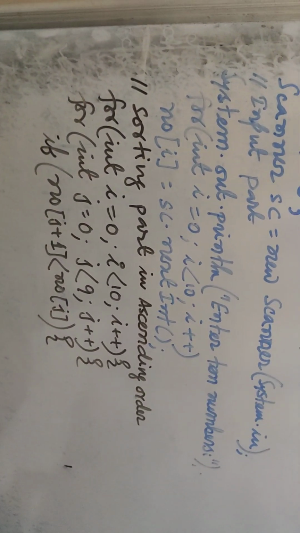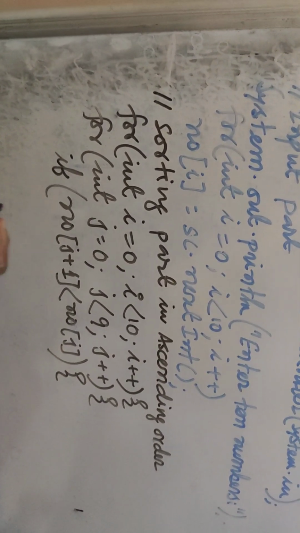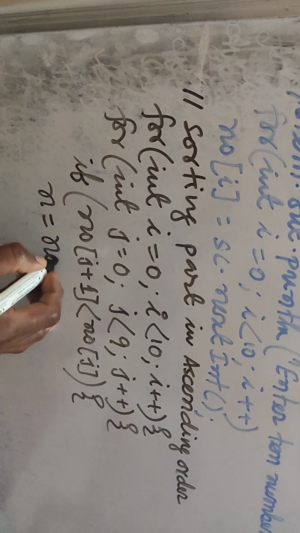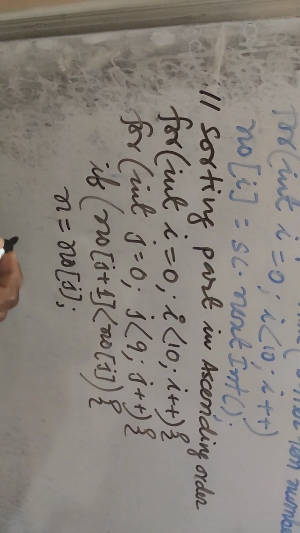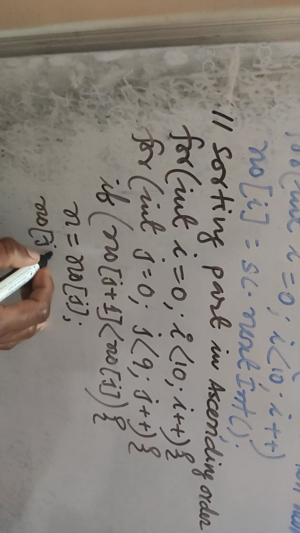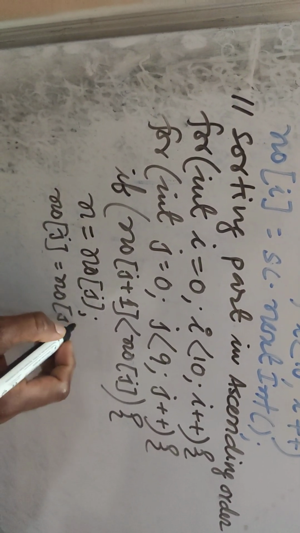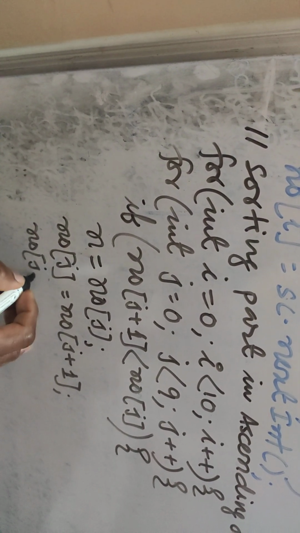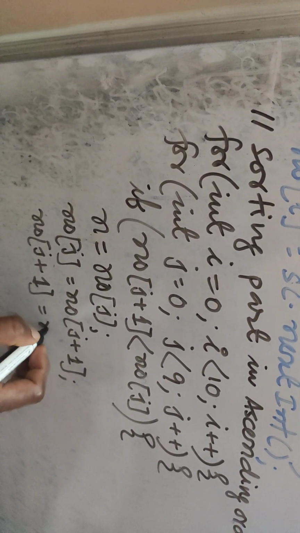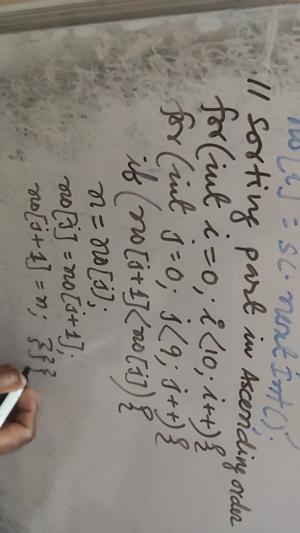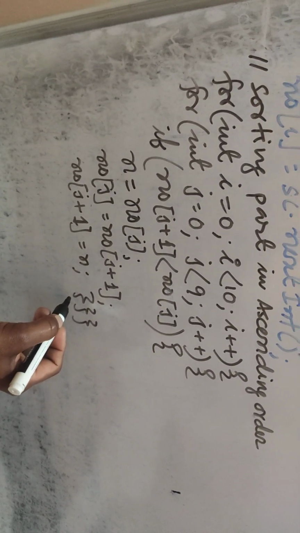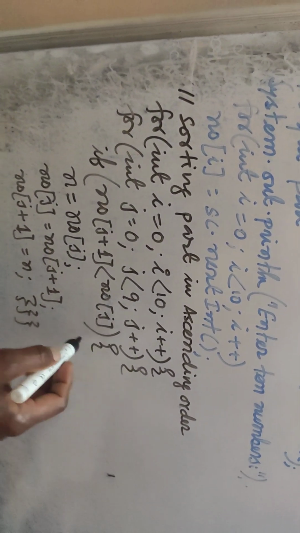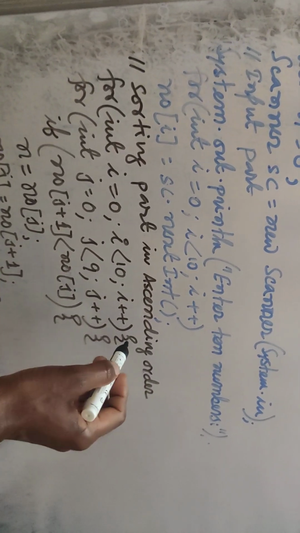In this case, when the statement is true, the computer will swap the values. The value will exchange: n equal to number of j, number of j equal to number of j plus 1, number of j plus 1 equal to n. Your sorting part is completed. On the basis of this condition there are 3 statements, that's why you have to give the block. This is for the nested loop, this is for the main loop.